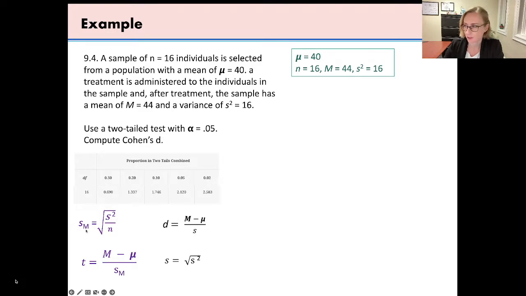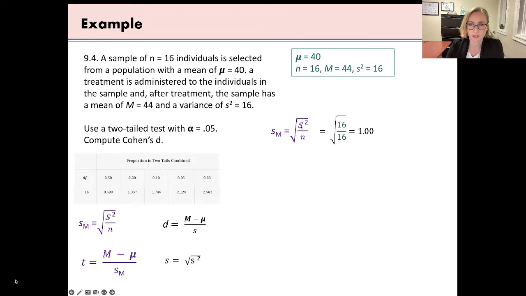The estimated standard error, yes. The regular standard error is going to be sigma M, but this is the standard deviation of your sample, so SM is going to be your estimated standard error. Sorry for that hiccup. We can use this formula because the estimated standard error needs to be plugged into the t formula for our t statistic. Okay, so let's first calculate the estimated standard error.